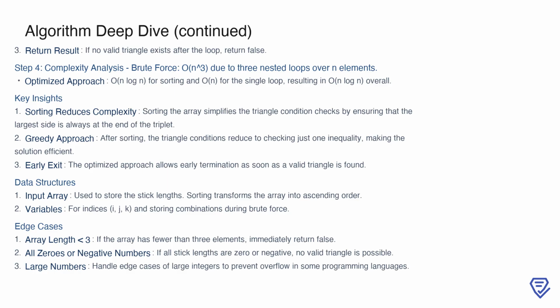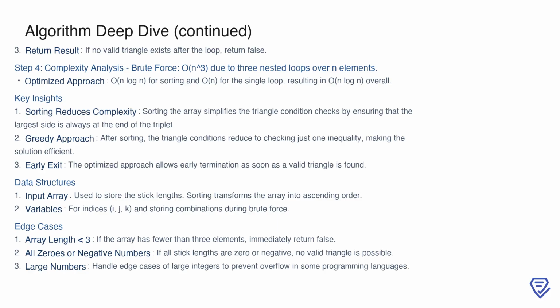After sorting the array, we can iterate through the elements using a single loop. Starting from the third element, we consider each triplet formed by the current element and the 2 preceding elements. For the triplet at indices k-2, k-1, and k, we check if the sum of the 2 smaller sides, a[k-2] and a[k-1], is greater than the largest side, a[k]. If this condition is met, the triplet forms a valid triangle, and we can immediately return true. If no valid triangle is found after iterating through all possible triplets, we return false.